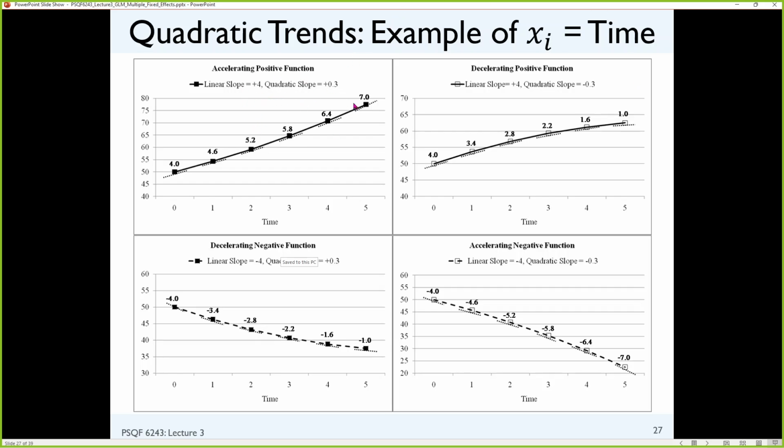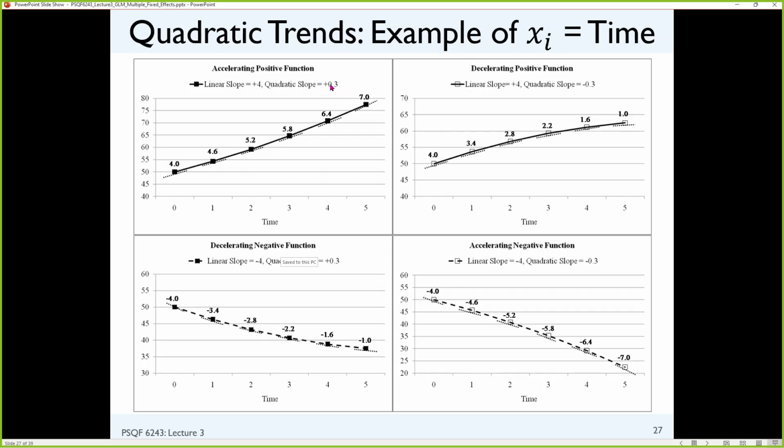In this first picture on the top left, this is slide 27 again in lecture 3, the linear slope is 4. I have to know where the 0 value is for my predictor, which is time in this plot, in order to know where the 4 should go. So in this model, the linear slope is specific to time 0. So it becomes conditional.